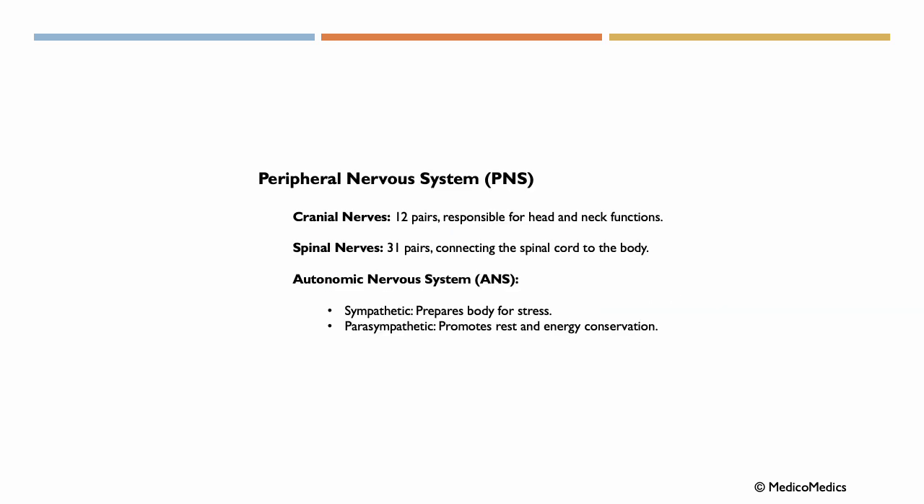Now, we mentioned the difference between the central nervous system and then we had the peripheral nervous system. Important structures here include the cranial nerves, where we find 12 pairs responsible for head and neck functions. We also find the spinal nerves, 31 pairs connecting the spinal cord to the body.